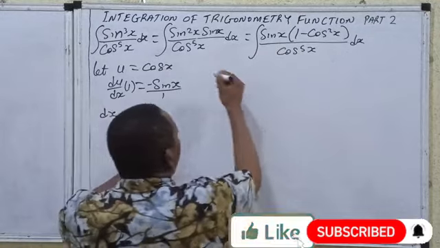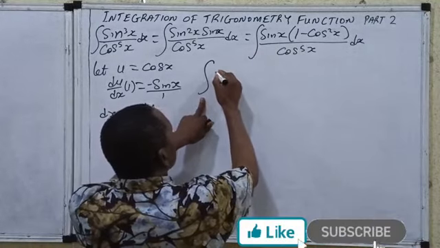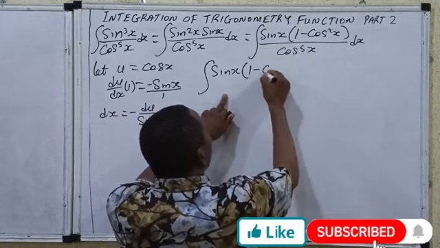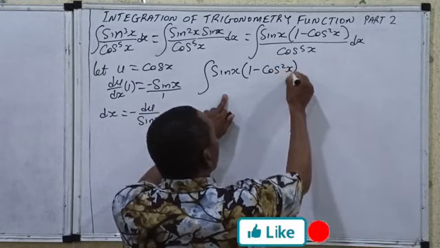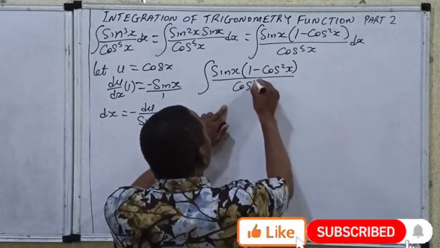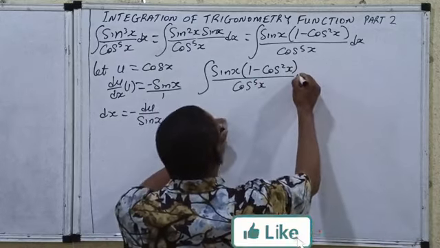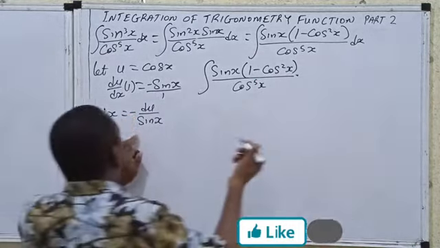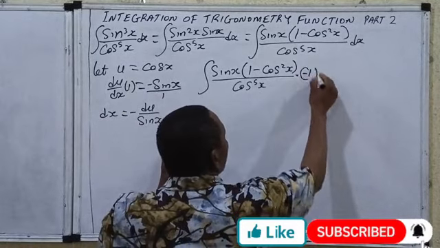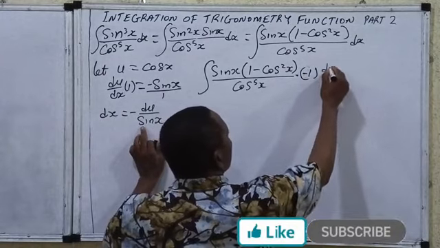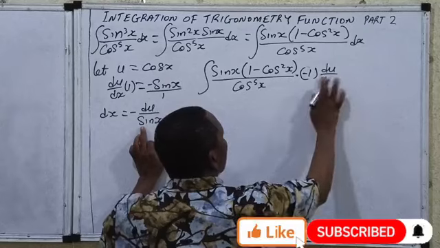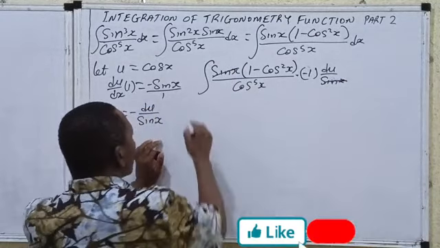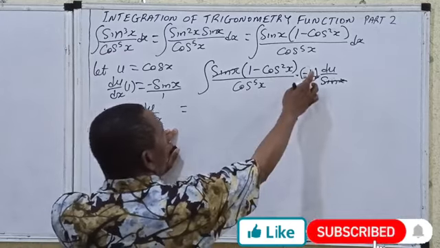So let's rewrite this out. We'll now have sine x bracket 1 minus cos square x all over cos raised to power 5x. In place of dx, I'll put the negative sign, which actually means minus 1. Let's just put it in bracket: minus 1 du over sine x. This will definitely cancel out this, and we now have, you can bring this one out.